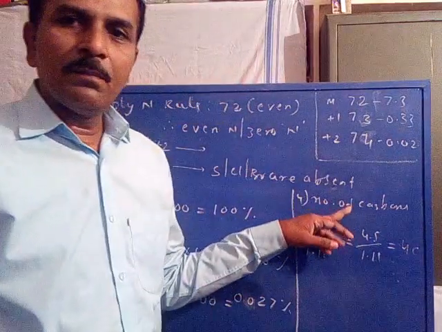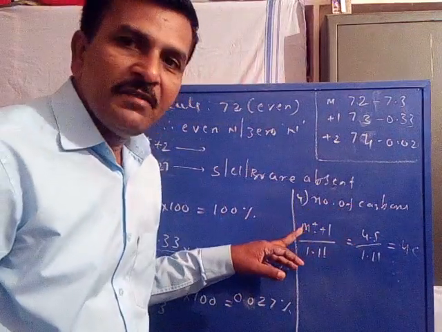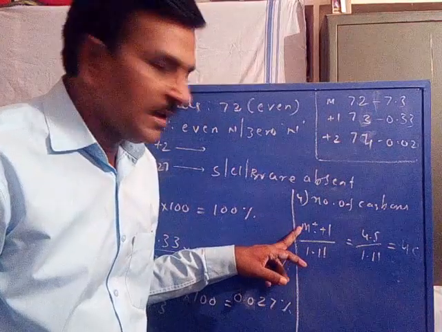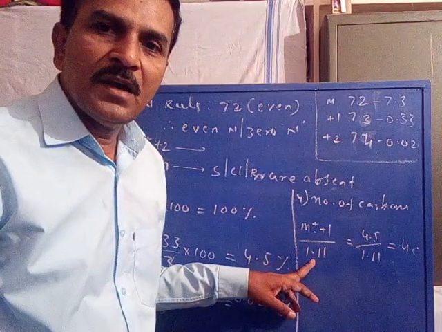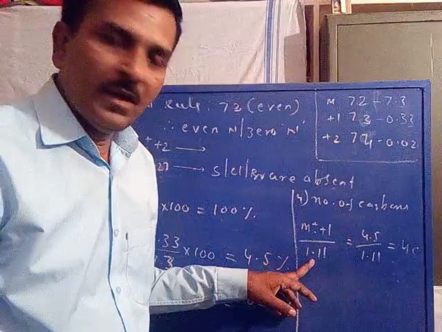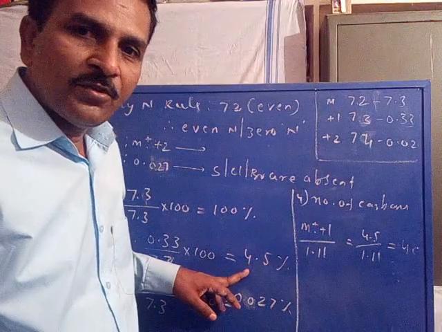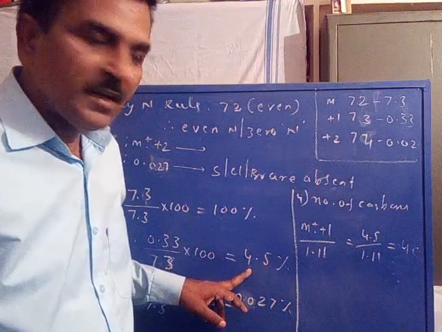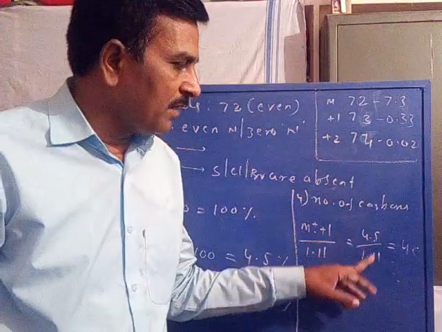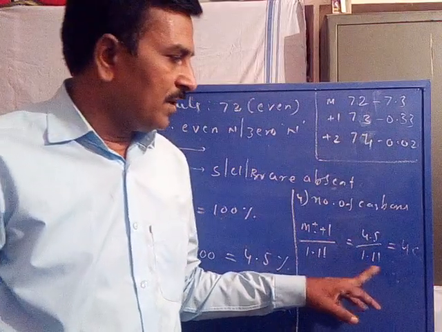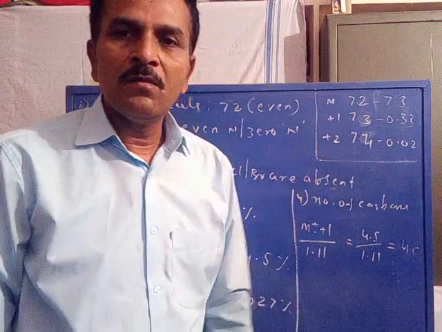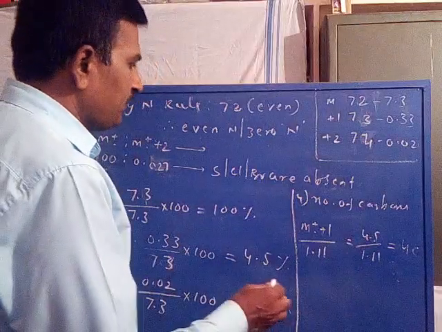So the number of carbons is calculated by the division of the molecular ion +1 signal intensity by the natural abundance of carbon, that is 1.11. Now when we calculate proportionally, the +1 signal intensity is 4.5, so 4.5 divided by 1.11 gives nearly 4 carbons. Next, the fifth guideline.